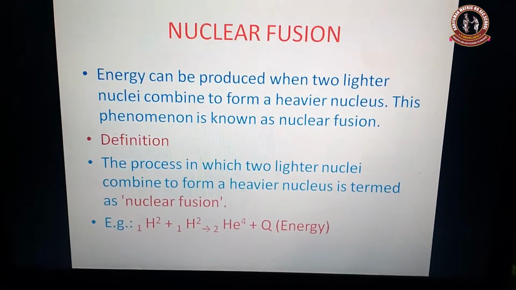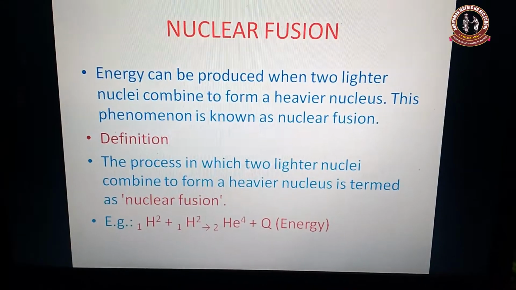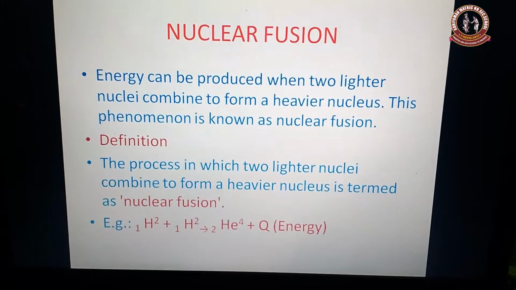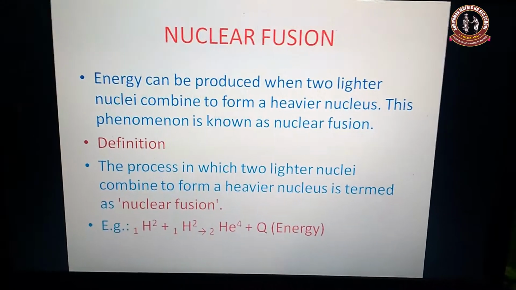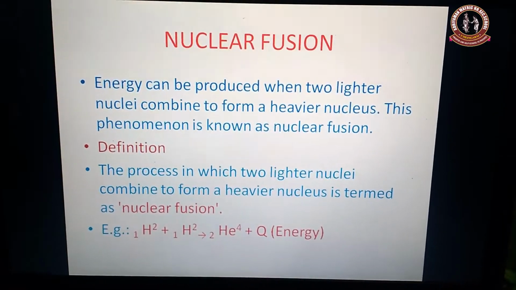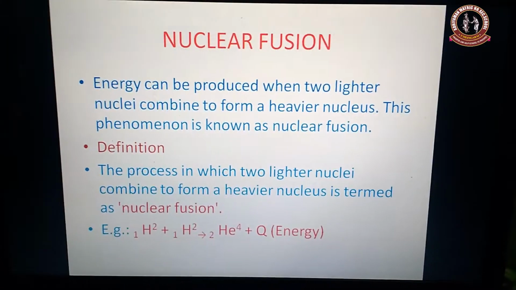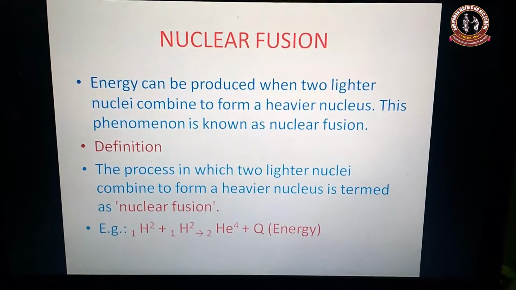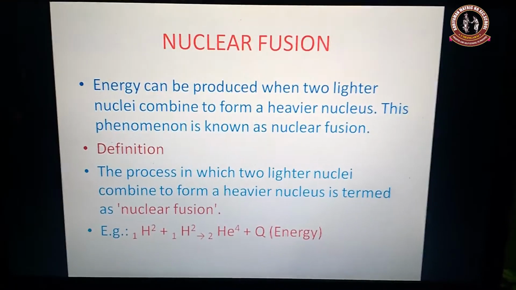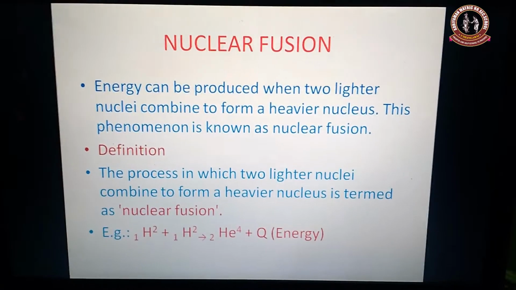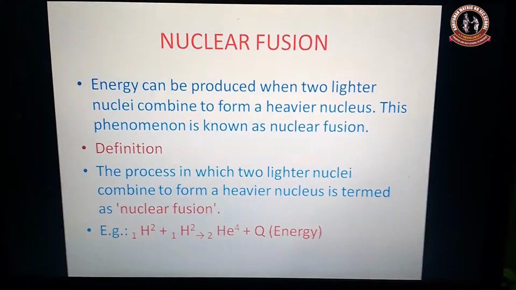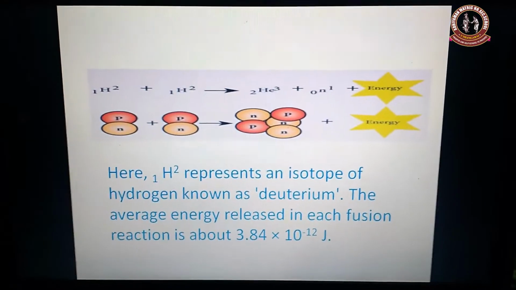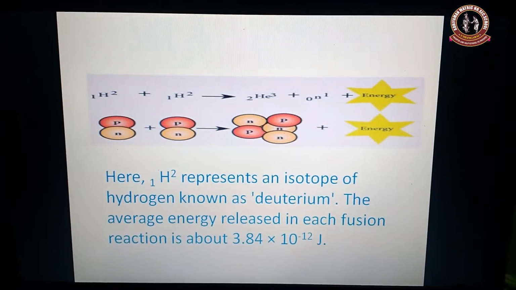What does lighter nuclei mean? A lighter nucleus is the nucleus of a light element. Here we take the hydrogen isotope, a deuteron 1H2, and another deuteron 1H2. These two deuterons combine to form one helium nucleus. This helium nucleus has a comparably higher mass than the deuterons. During this process some amount of energy will be released. Then there is a pictorial diagram given, where a deuteron is bombarding another deuteron.